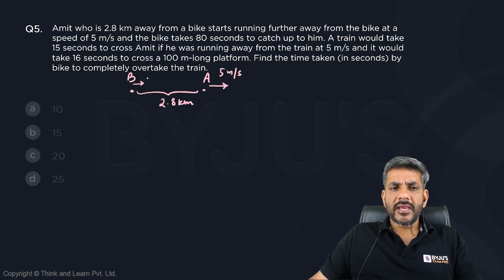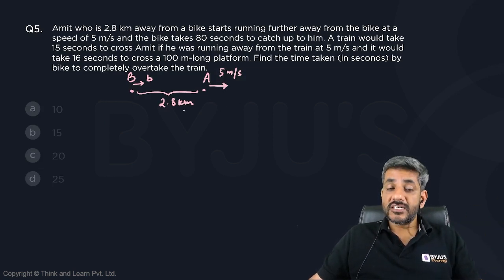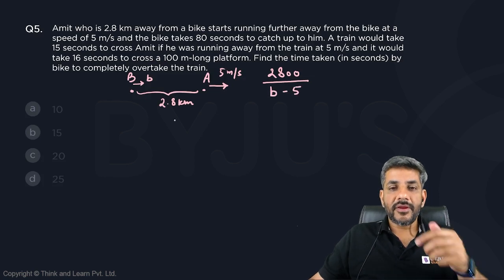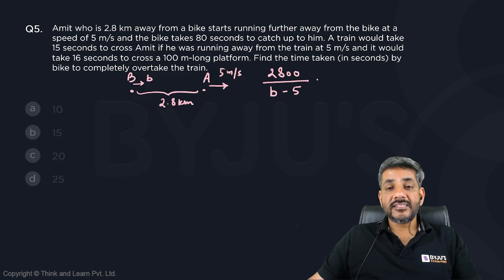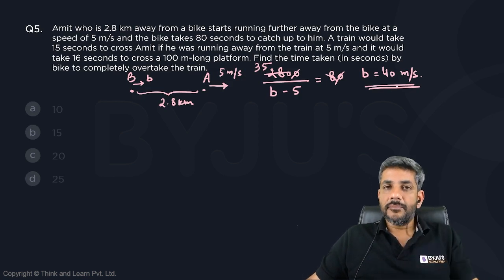If I assume the speed of the bike as b only, right? So in what time the bike will catch up with Amit? Of course, it has to cover a distance of 2.8 kilometers, which is also written as 2800 meters, because the speed is in meters per second, time is in seconds, so I'm taking this in meters, divided by the relative speed. Now relative speed would be b minus 5, speed of bike minus speed of Amit, and finally he says it should be equal to 80 seconds because the bike catches him in 80 seconds. From here I can cancel out 0 with 0, 8 say I can cancel out 280 at 35, and this gives me b minus 5 as 35 or b as 40 meter per second. So from this equation I have got the speed of the bike.